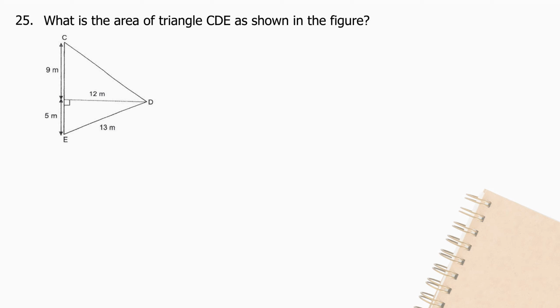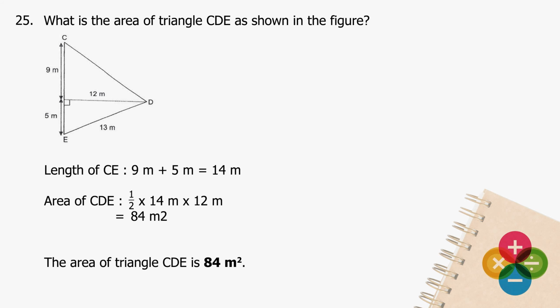Question 25. What is the area of triangle CDE as shown in the figure? The length of CE will be add 9 meters to 5 meters, and the sum is 14 meters. The area of CDE will be multiply 1/2 by 14 meters and by 12 meters, and the product is 84 square meters. The area of triangle CDE is 84 square meters.